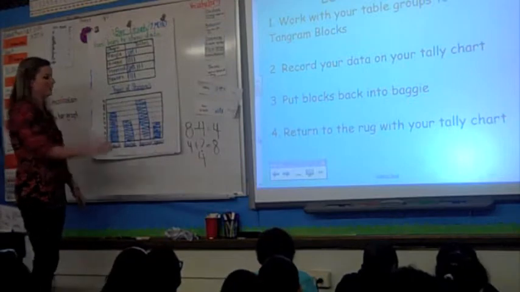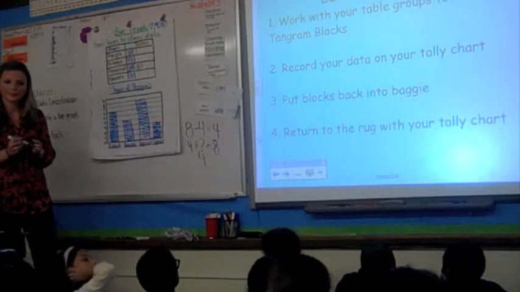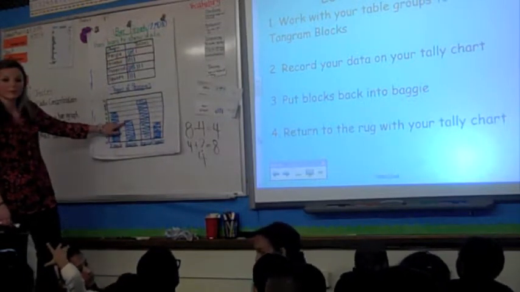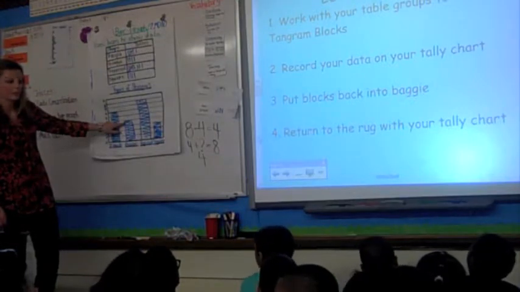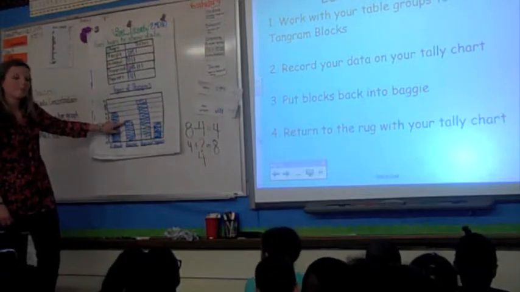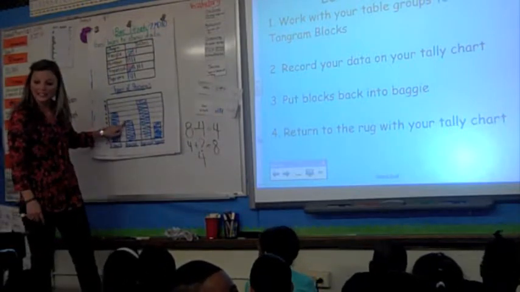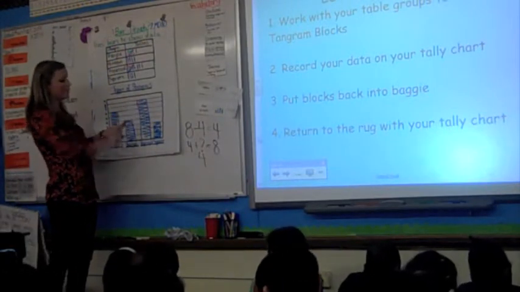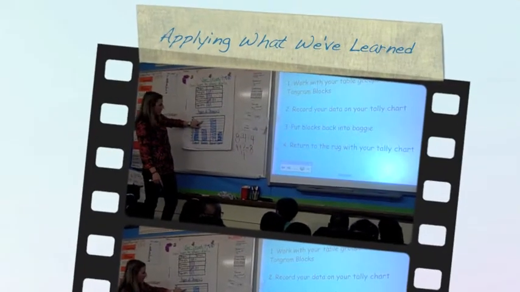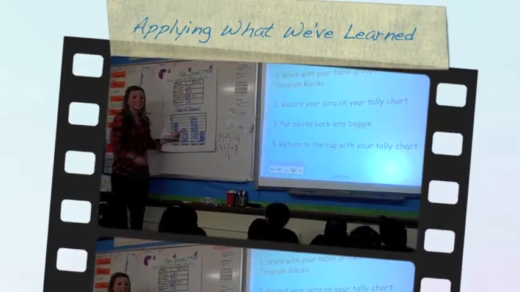How could I have figured out the difference using my bar graph? Eunice? You can just start at 4 on the bar and then count up the lines until you get to 8, and then just match the lines. Right. I can look at my 4 where my hexagon is, and then I just count up to where my trapezoid is. 1, 2, 3, 4. So I know there's 4 more trapezoids than hexagons.